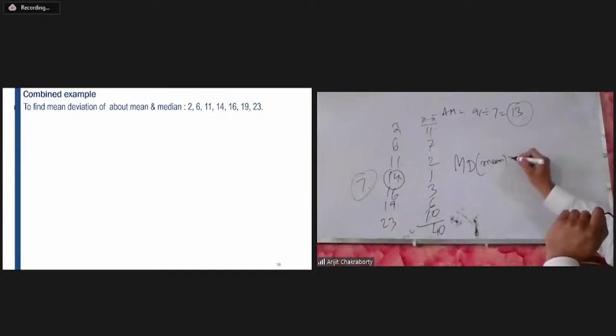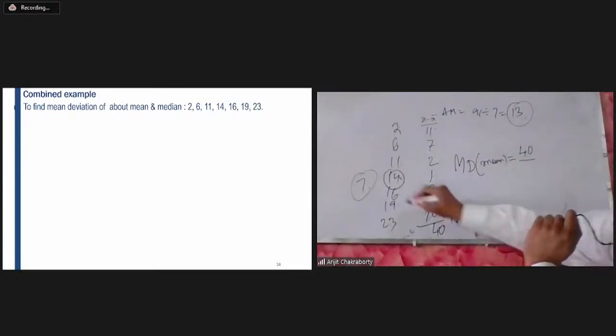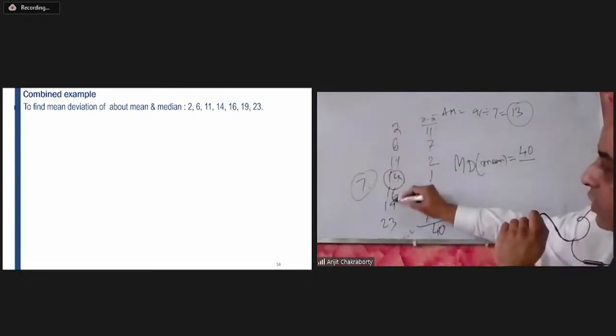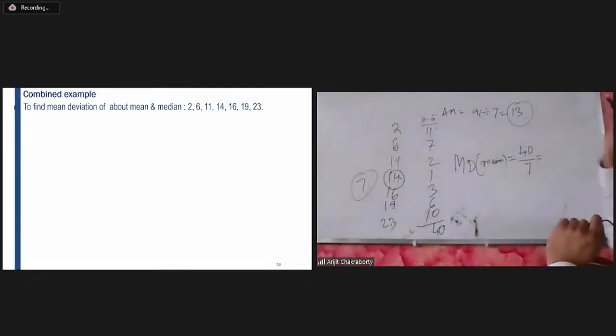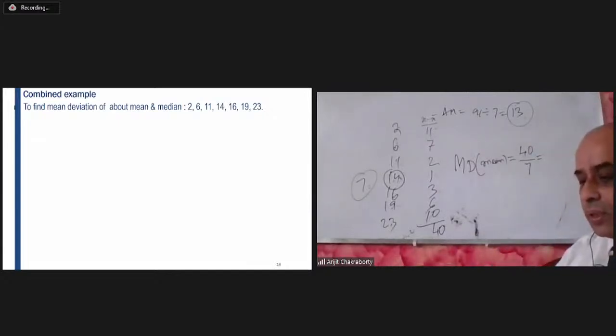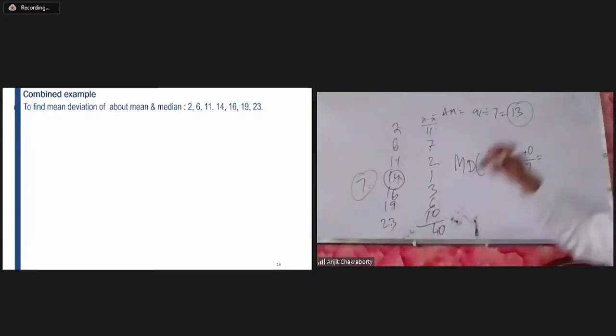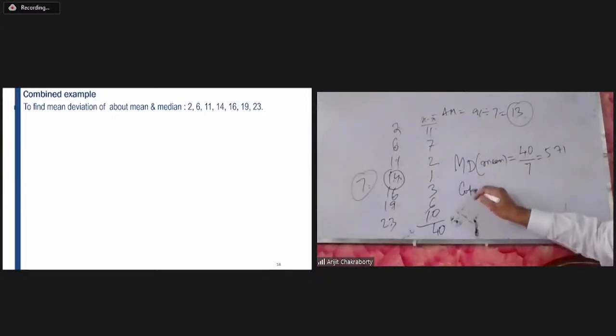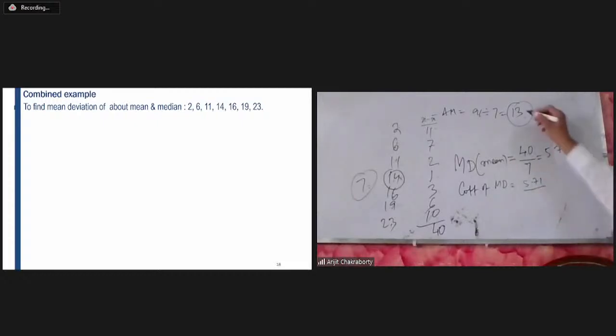So the mean deviation, MD, around mean, from the mean, is equal to 40, divided by number of observations, 1, 2, 3, 4, 5, 6, 7, 40 by 7. So let's find out how much it comes to. 40 divided by 7, we are getting 5.71. So therefore, the coefficient of mean deviation is 5.71 divided by mean, which is 13 into 100.